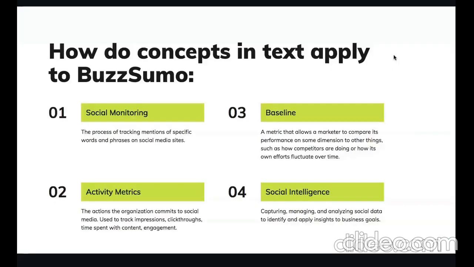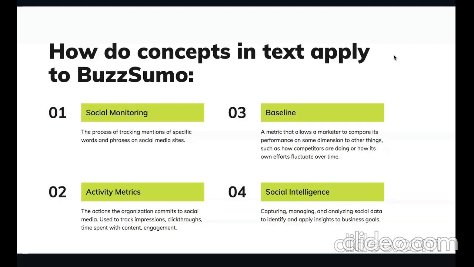All right, so now that you've seen the demonstration, how do the concepts in the textbook apply to BuzzSumo? So there were so many concepts in chapter 10 and 11 that directly correlated to what BuzzSumo is trying to give marketers. One was social monitoring, which is the process of tracking mentions of social words and phrases on social media sites. BuzzSumo gives this to marketers through their keywords function, where marketers can search for a keyword and see all the engagement and all the platforms that that keyword is being shared on.